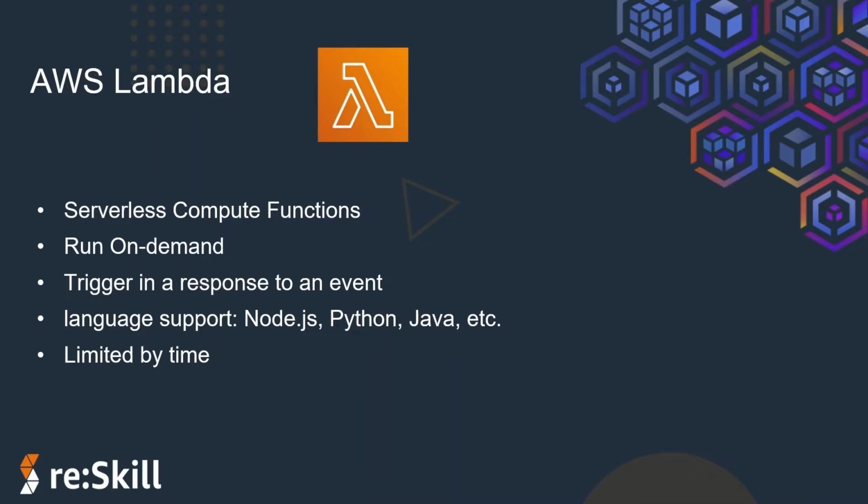A Lambda function basically supports multiple programming languages. So that means you can write your Lambda function in multiple programming languages. For example, we have Node.js, Python, Java, and many more languages are supported with AWS Lambda. But there is one constraint with AWS Lambda, that it is limited by time. So you can run your Lambda function at max 15 minutes. Earlier it was 5 minutes, but now AWS has increased the time to 15 minutes.